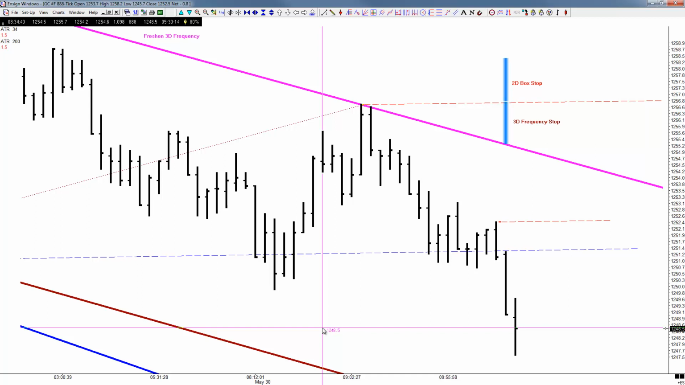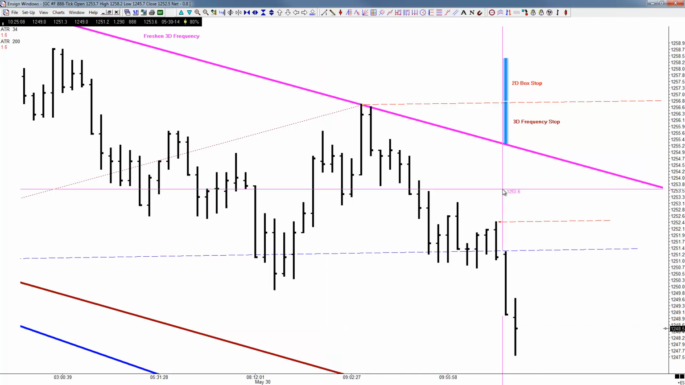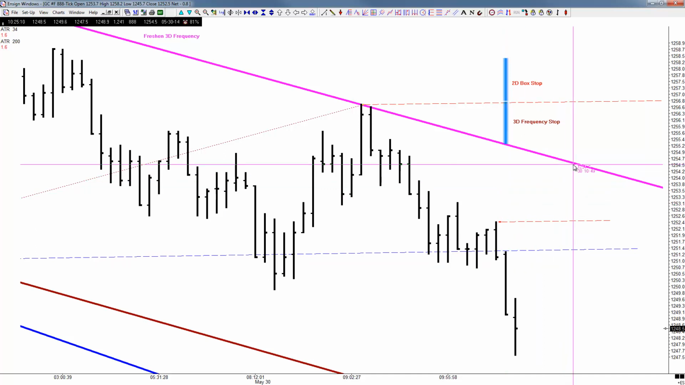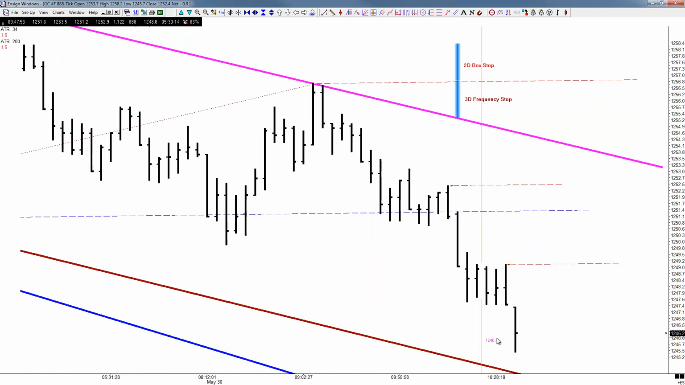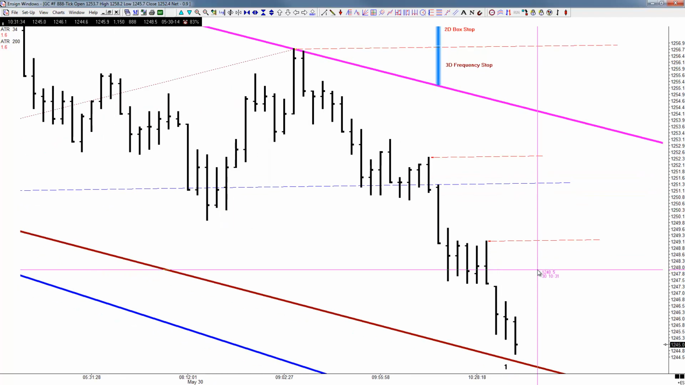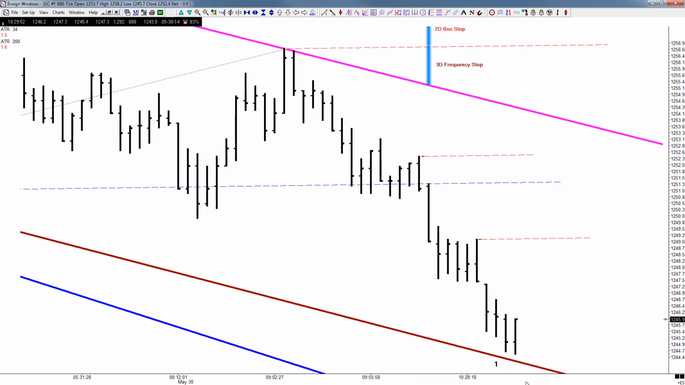All I did was freshen it. It's not really a sense that I'm trying to tighten things up. I just want it to be relevant. So now I'm watching the upside and the downside carefully. Lower highs. Here's our first drive to this frequency line. You with me?